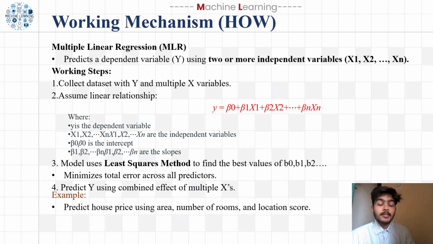Now let's study the working mechanism of multiple linear regression. In multiple linear regression, we predict y using multiple x values. The equation is y is equal to b naught plus b1 x1 plus b2 x2. The steps are, we collect a dataset with multiple variables, we assume a linear relationship, we use least squares to fit coefficients, and we predict using the combined effects of all the predictors. For example, predicting house price using area, number of rooms, and location.